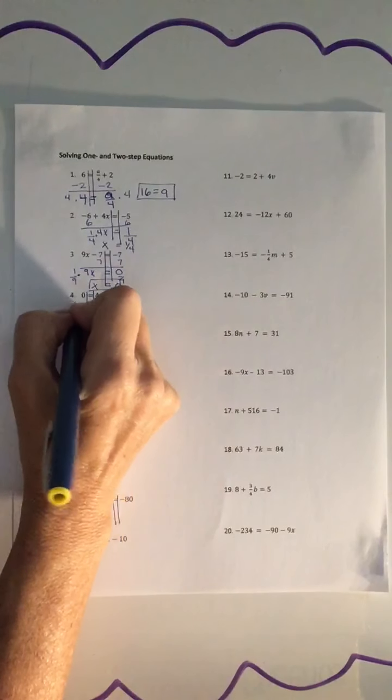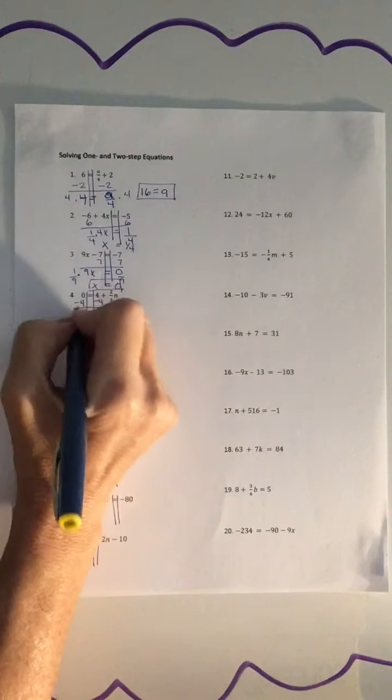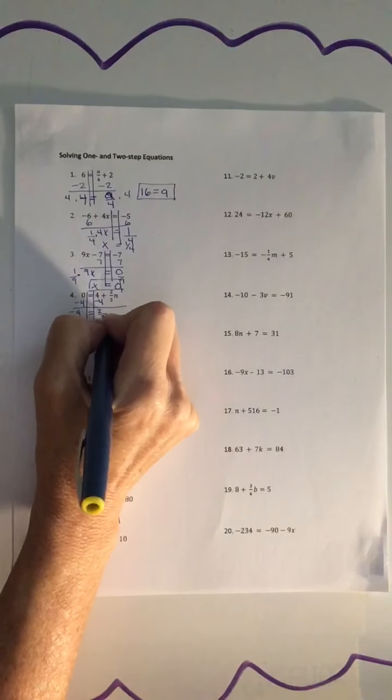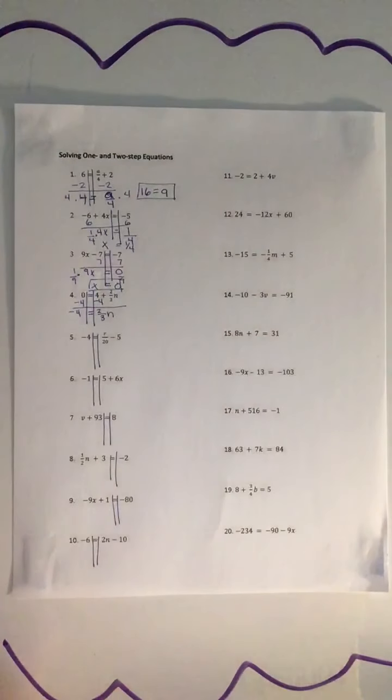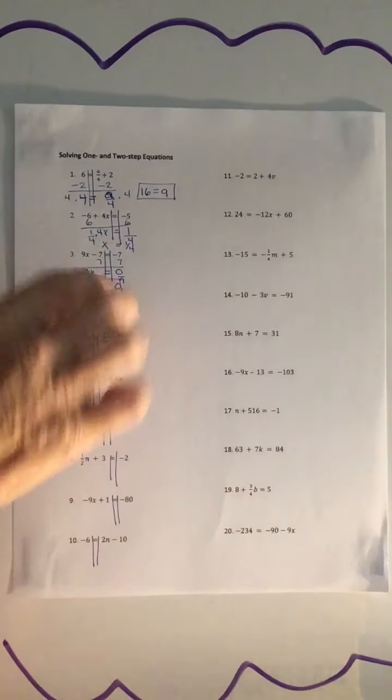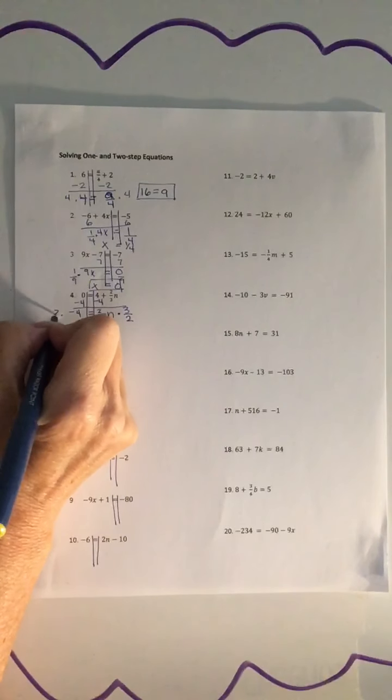Okay, subtract 4 from both sides. So we have -4 equals 2/3 n. The opposite of multiplying by 2/3 is multiplying by 3/2. Just switch them. So we do that to both sides.